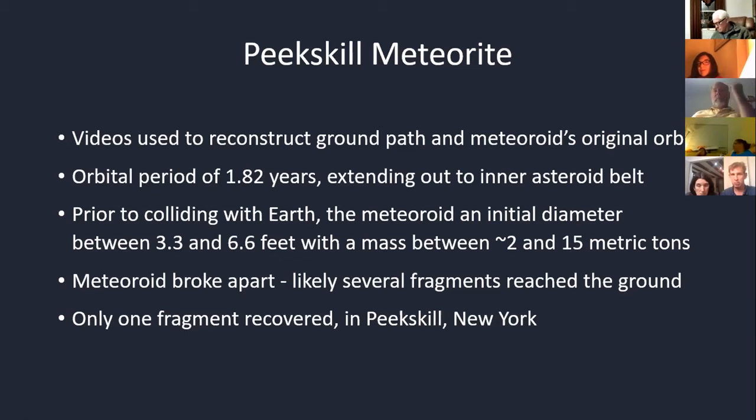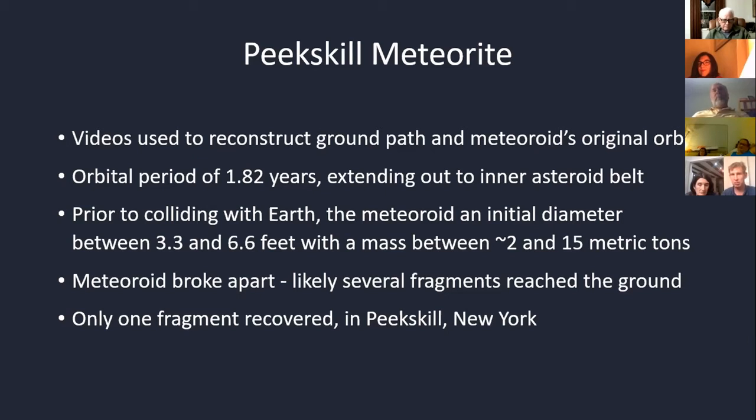So they took the videos and reconstructed the path of this particular meteoroid back into space and again, back into its orbit. And it had an orbit that extended out to the inner asteroid belt. And it would circle the sun every 1.8 years or so. It was about 40 days or so past its close approach with the sun when it happened to collide with the Earth.